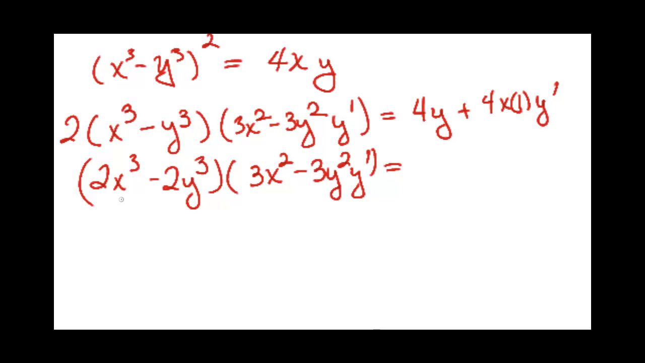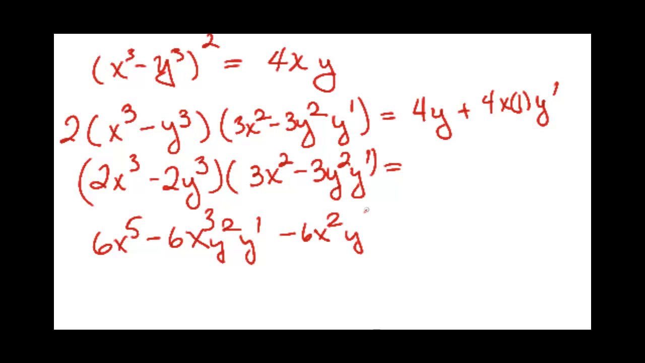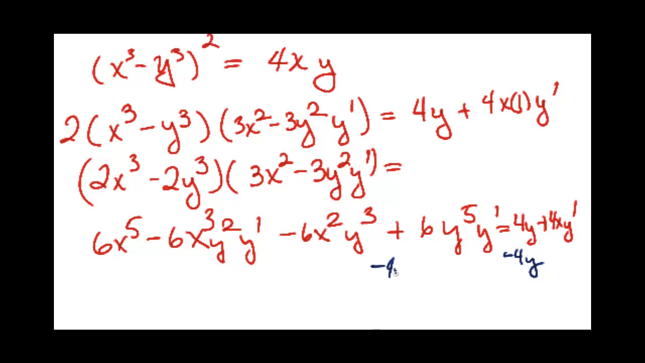And then when I do that, I FOIL, and I'm going to get a 6x to the 5th minus a 6x cubed y squared y prime minus a 6x squared y cubed plus a 6y to the 5th y prime, and then equals 4y plus 4xy prime. Now I'm going to get the 4y on the left side, everything else on the right side. Easier to move just a couple terms instead of a bunch of terms. And then minus 6y to the 5th y prime.